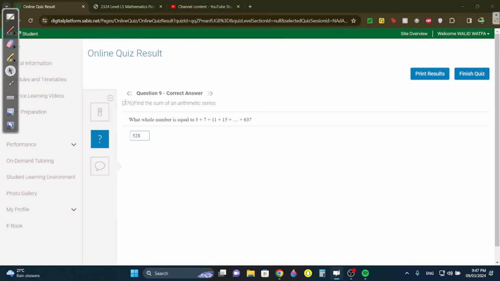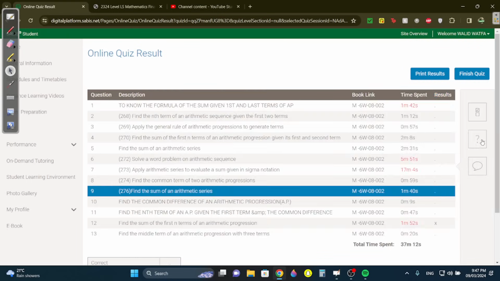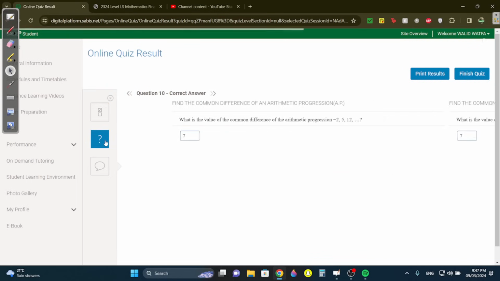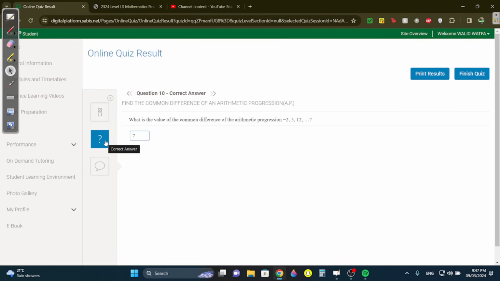Question 10. What's the value of the common difference of the arithmetic progression? Well, common difference, 5 minus 2. 7. That's it.